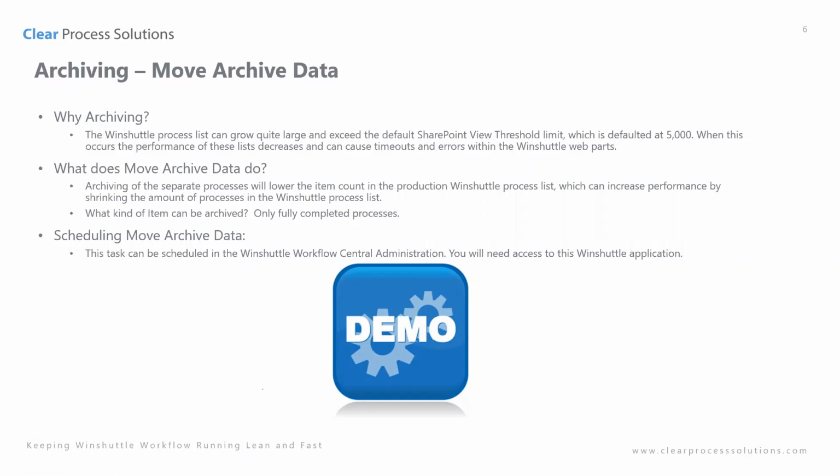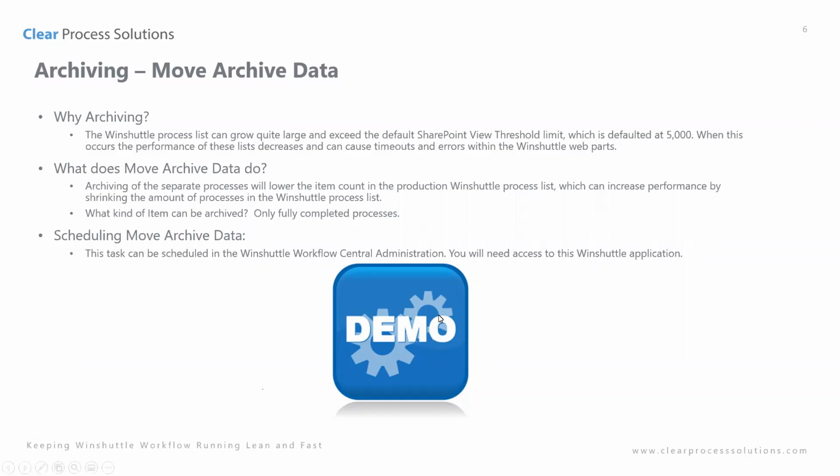That's it. So it's actually moving the record that's in the process list to another list somewhere else, so that it's not a part of the production process, right, of the web part and the submit form and all that. So you're taking that item out of the view of Winshuttle, so it doesn't have to query through that. So that's what it does. It just shrinks the process list. And so what kinds of things can be archived? Well, only completed processes, and that would be completed as canceled or completed as really you completed the process.